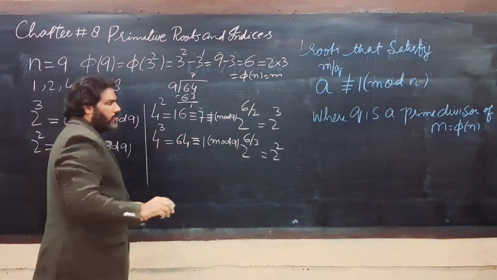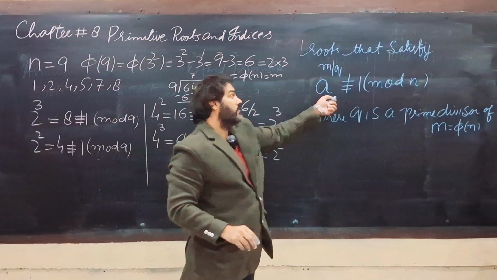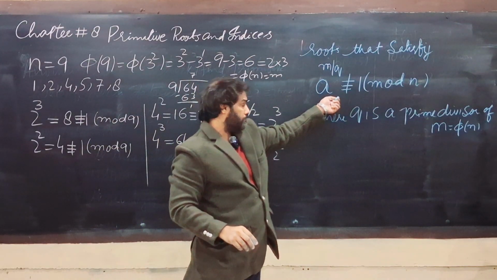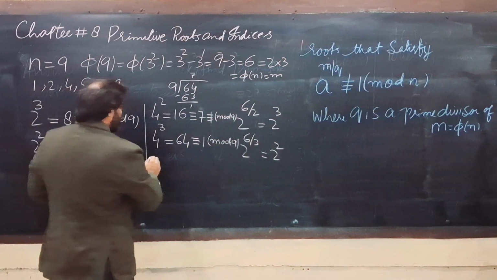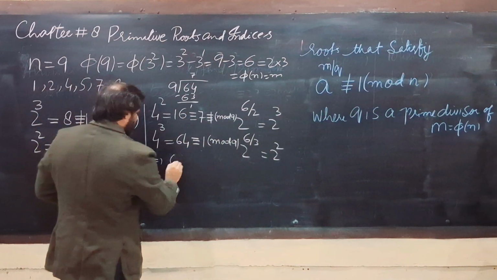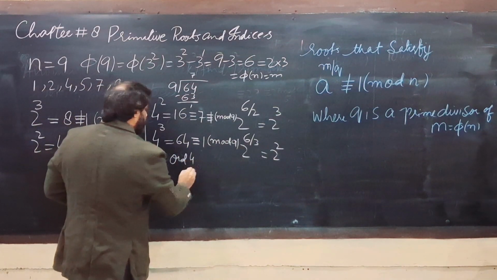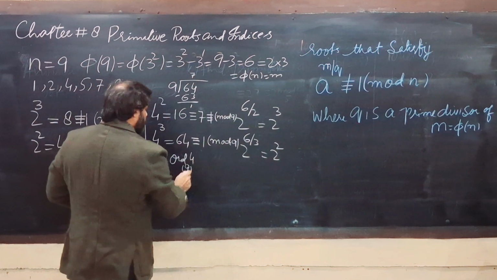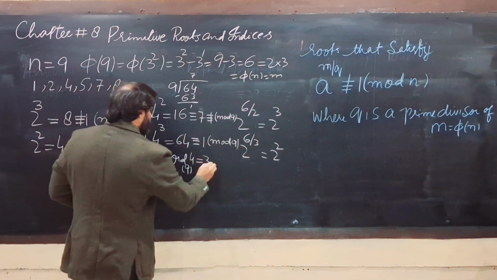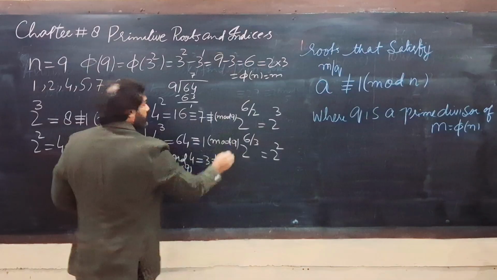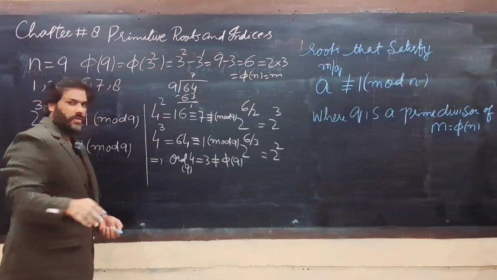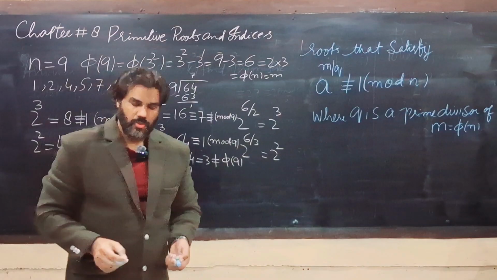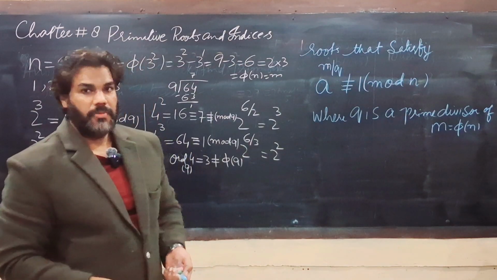This shows that 4 does not qualify this criterion, because this is congruent to 1. In other words, you can say that the order of 4 modulo 9 is equal to 3, which is not equal to phi of n. So 4 is not a primitive root of 9.